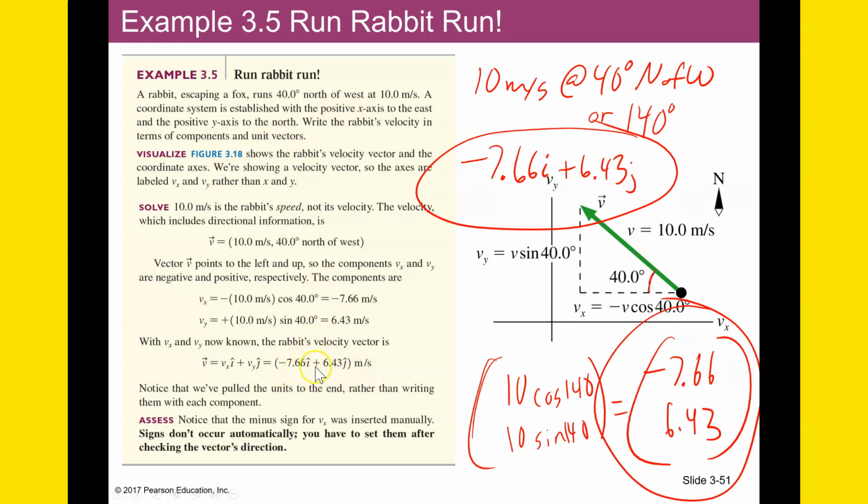Notice how they write that. They put it in parentheses and they put the units outside the parentheses. It's kind of like distributing. You distribute it in here. Negative 7.66 i meters per second plus 6.43 j meters per second. All right.